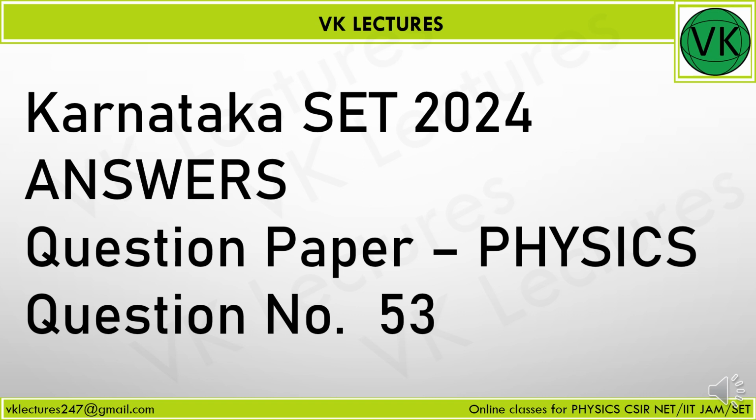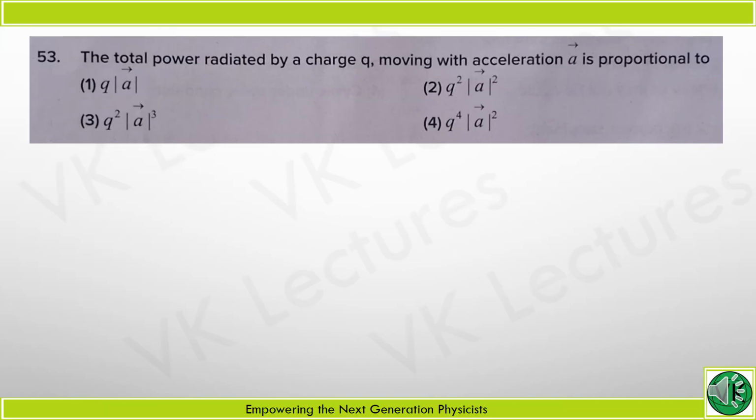In this lecture, we will be discussing question number 53. The total power radiated by charge Q moving with an acceleration A is proportional to. Now, here we have the Larmor formula to find the radiation from an accelerated charge.